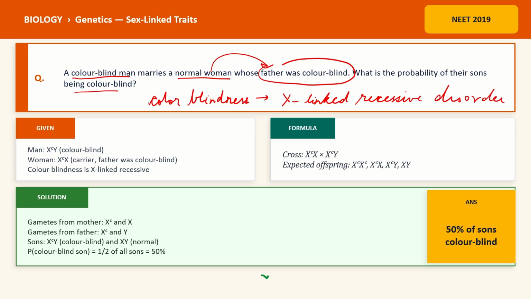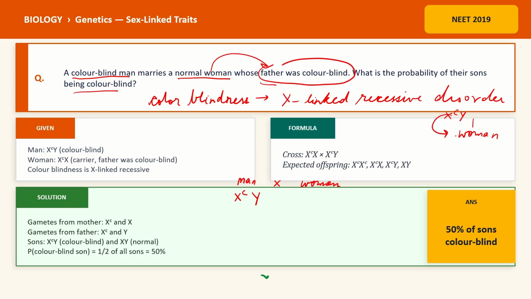Right. Now, let us try to understand this question. A colorblind man. So the man is colorblind, so the genotype will be this. And he is marrying a normal woman. But about this woman, it has been given here that she is a daughter of a father who was colorblind. Now, her father was colorblind, right?